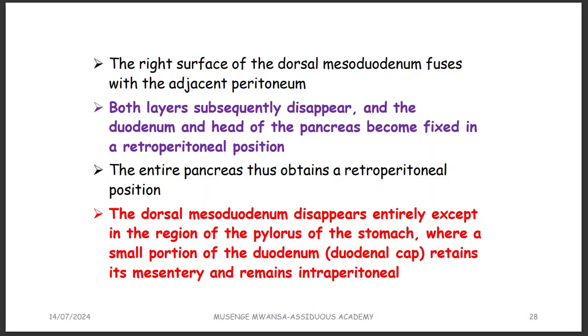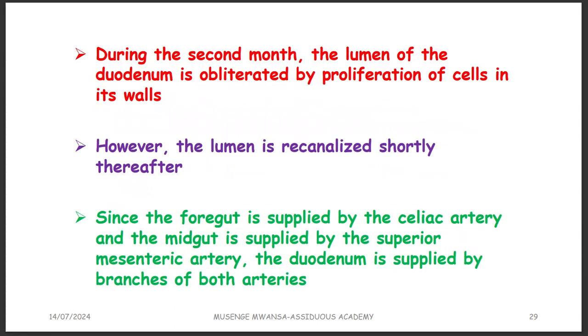It goes outside the mesentery. It's not covered by peritoneum. The dorsal mesoduodenum disappears entirely except in the region of the pylorus of the stomach, where a small portion of the duodenum retains its mesentery and remains intraperitoneal. So the stomach remains intraperitoneal because it didn't lose that dorsal mesentery.